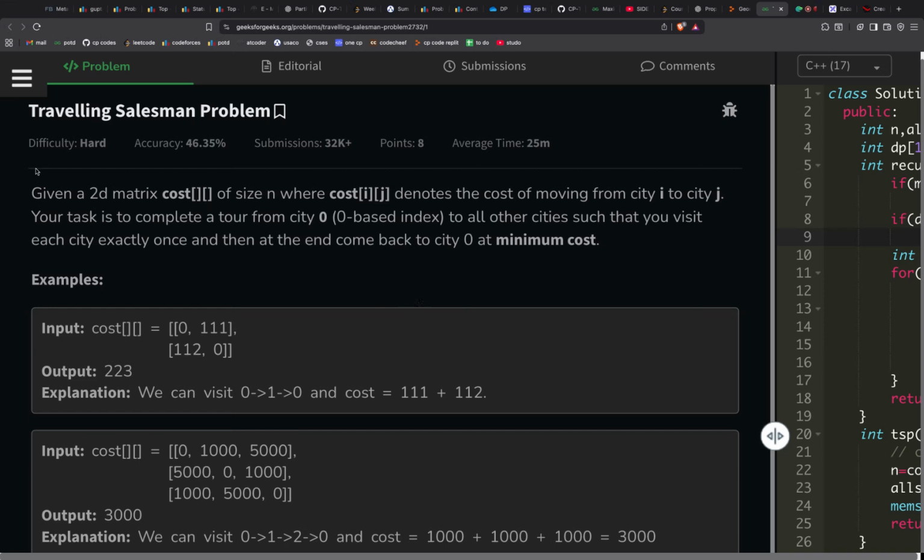Yes, hello friends. So this is the video tutorial for today's GFG problem of the day, Traveling Salesman Problem. This is a hard problem, but if you know the exact topic on how to solve it, if you have solved problems like this, it becomes a very easy problem. So let's go straight to the problem first.